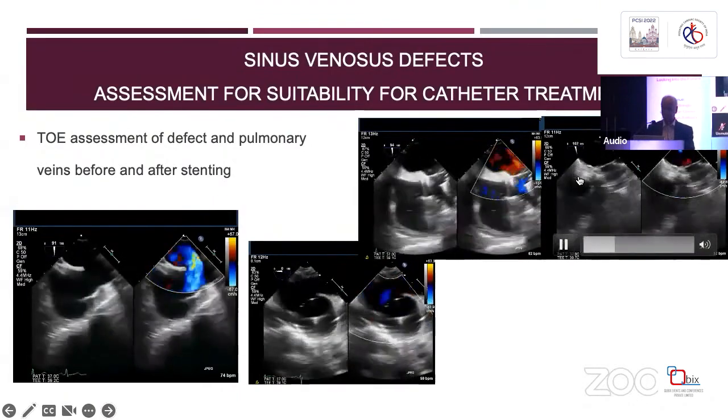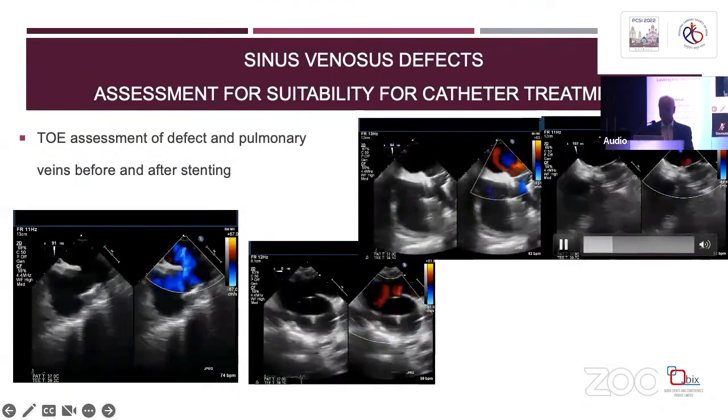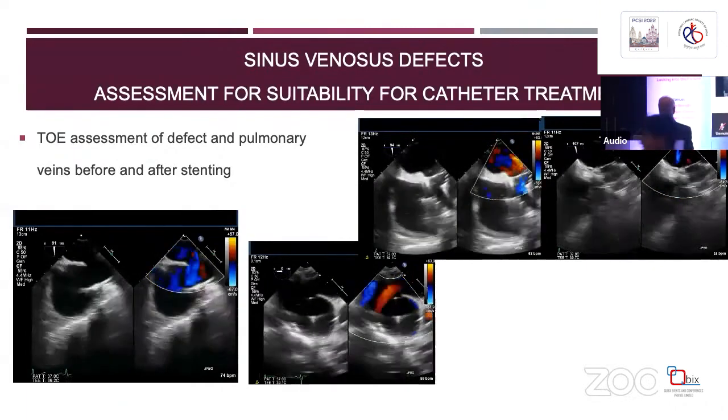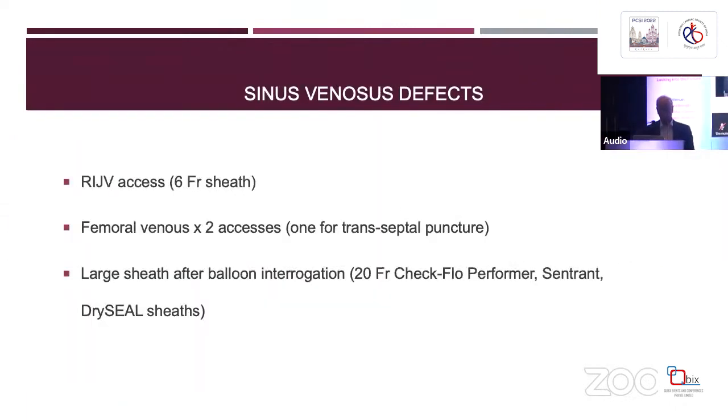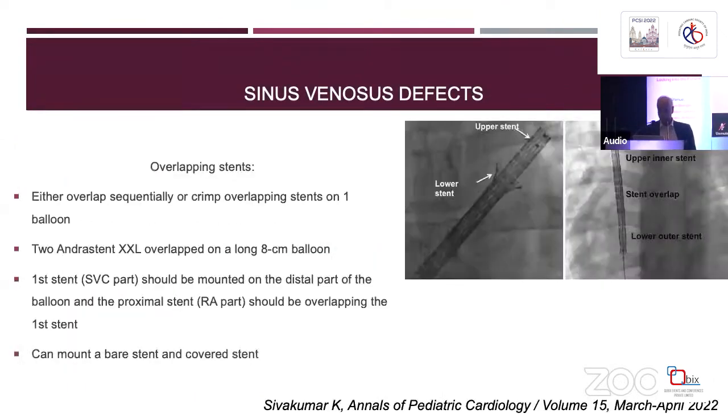It's still in place, but any more dilatation or flaring would result in the stent passing across the septum, and so it would not be a good idea. Overlapping of stents, Shiva Kumar has given a very good example of two overlapping stents. It's important to overlap the inner stent inside the outer, longer covered stent.